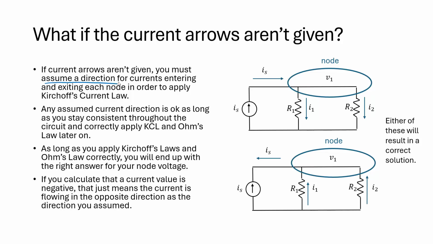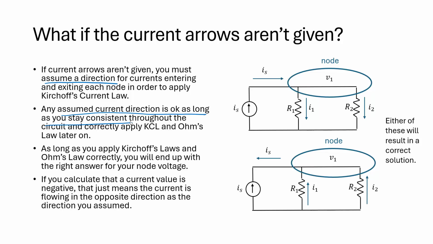You have to assume a direction because you need to be able to apply Kirchhoff's current law. And here's the thing, you're not always going to know which way the current is flowing, and that's okay. You don't need to necessarily guess correctly. Any assumed direction is okay as long as you stay consistent throughout the circuit and as long as you correctly apply Kirchhoff's current law and Ohm's law later on.